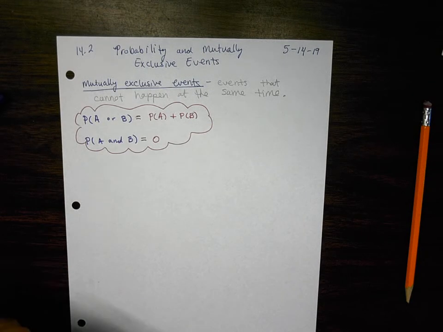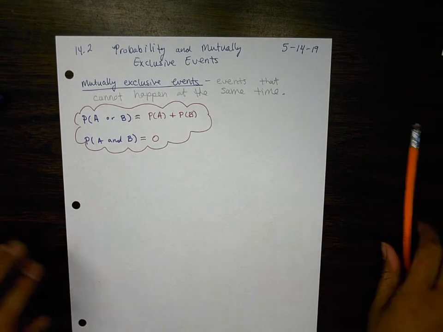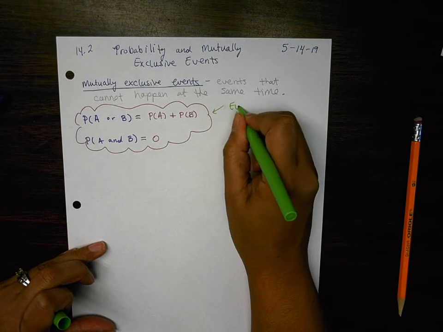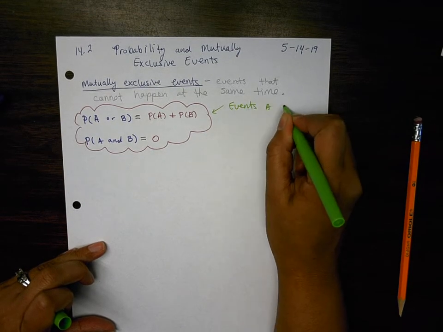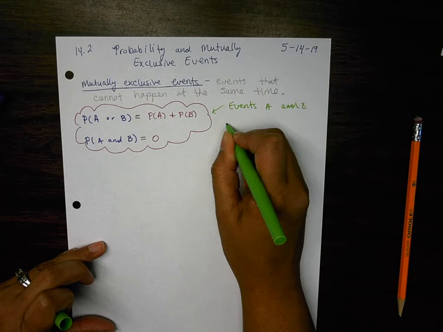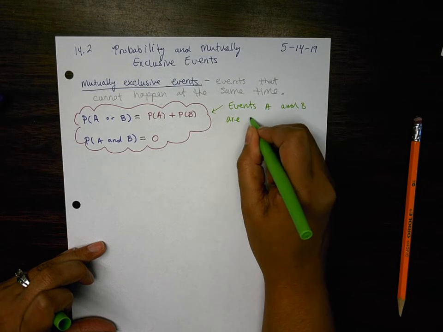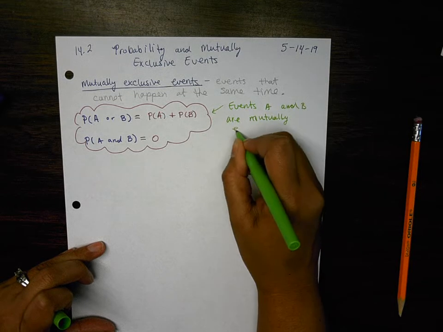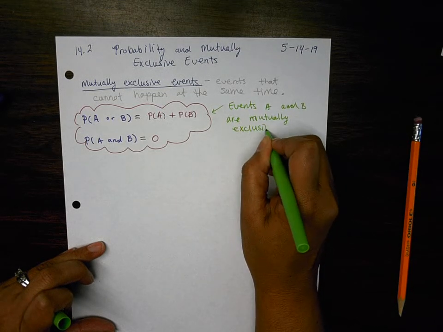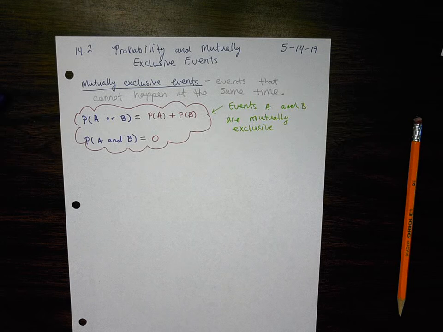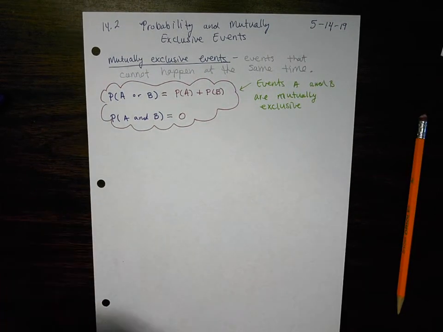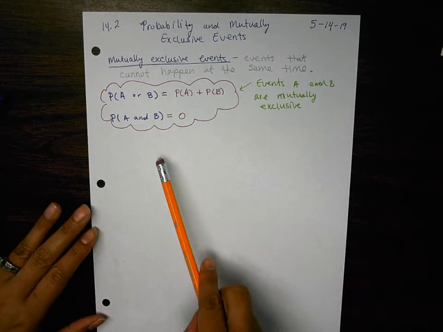I'm going to write that down. Events A and B are mutually exclusive. Okay, there's one more formula. This formula works for all the probabilities, so I'm going to write it down here.